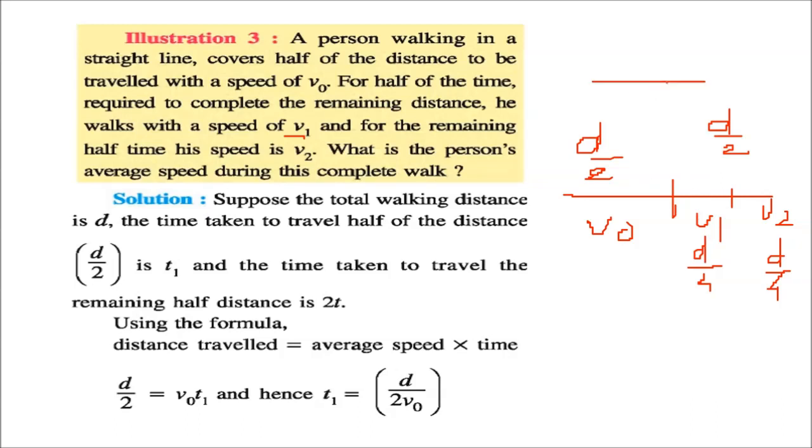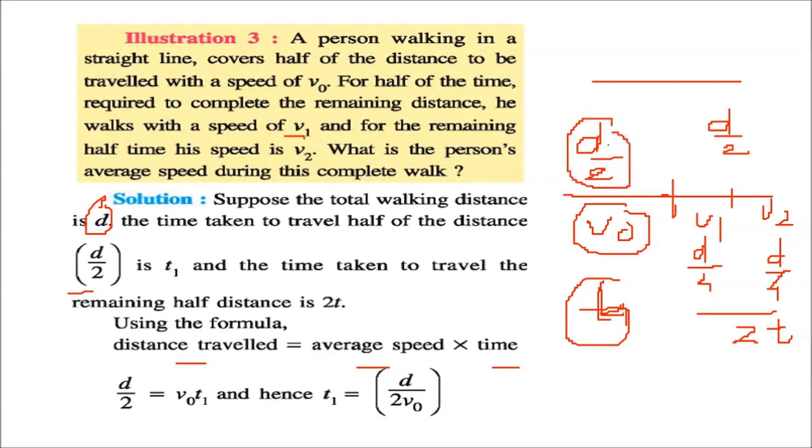So let us say the total distance is d, so half distance is d by 2, and t1 we take as the time taken to cover the first distance, and we take the second as 2t. Why? You'll just know. This we took as t1, this we took as t2. Now we know that distance is average speed into time. In the first case, the speed is v0 and the distance is d by 2. So if we take t1 as the time, the distance traveled d by 2 will be equal to v0 into t1. So t1 can be obtained as d by 2 v0. This is the first expression for this half.